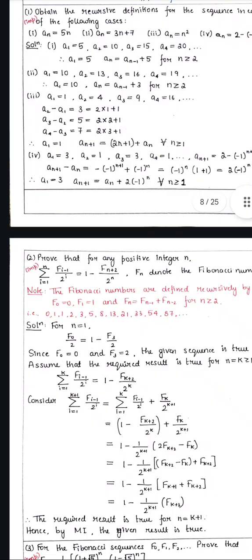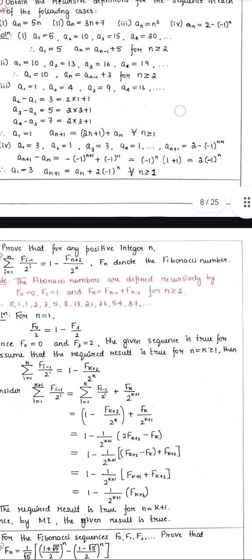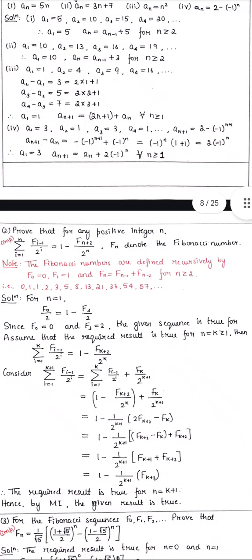Then we have a1 equals 3, a2 equals 1, a3 equals 3, a4 equals 1, and an plus 1 equals 2 minus minus 1 power n plus 1. This is what they have given. For this we have to find the recurrence relation. First we find the difference, an plus 1 minus an. So 1 minus 3 will give you minus 2. How did this minus 2 come?